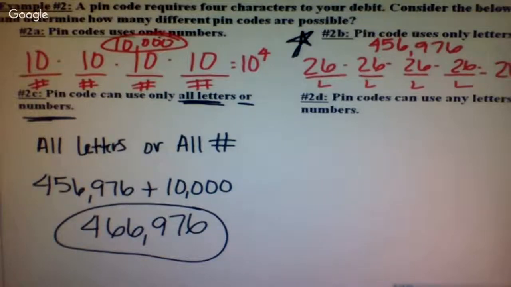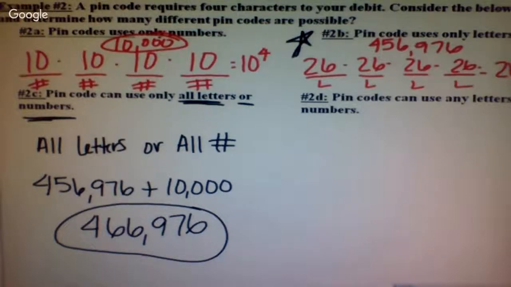So somebody tell me the difference between C and D. D says my PIN code can use any letters or numbers. Any means add, all means... Can use any letters or numbers? You can add the 26 and 10 and divide for each one? Would it be 36 for each one? Yes. I was gonna say that.